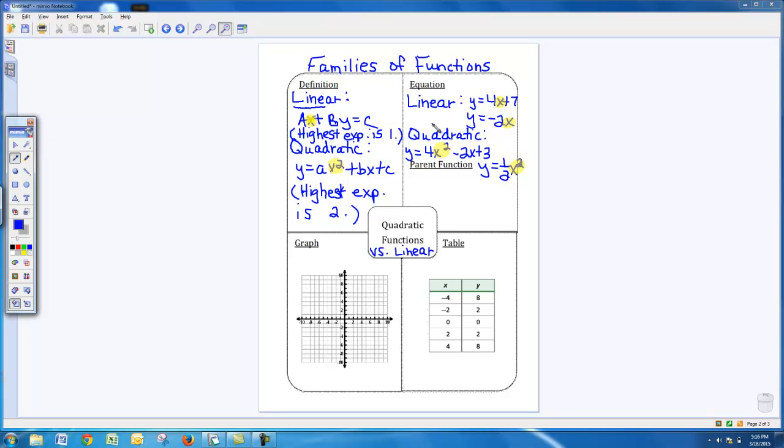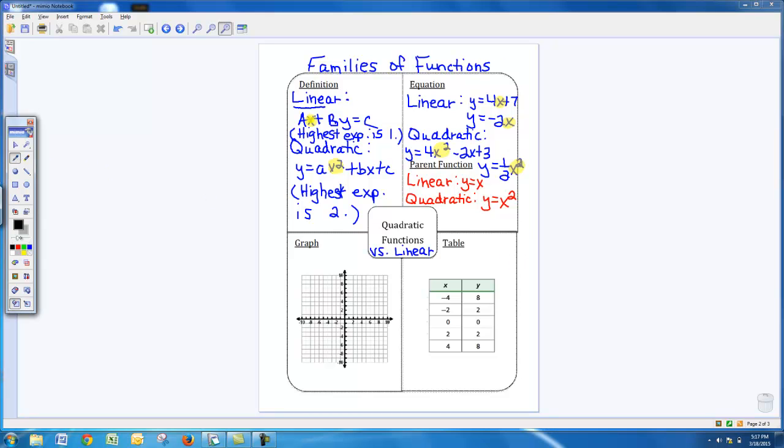So what does the linear parent function look like? Remember, the parent function is the most basic function in the family of functions. So the simplest linear function is just y equals x. What does the quadratic parent function look like? The simplest quadratic function in the family of quadratic functions is y equals x squared. So we call that the quadratic parent function.